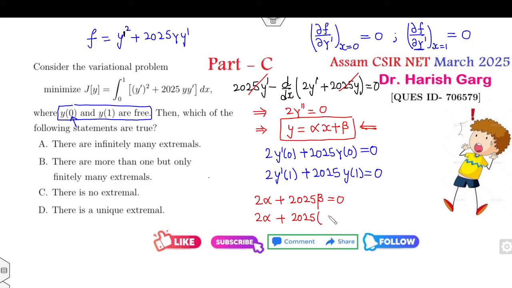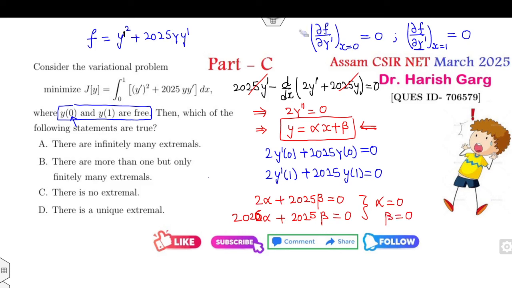2025 y of 1, y of 1 is alpha plus beta is 0. Fine. Now if you open this bracket, clearly it becomes 2026 alpha and it becomes only 2025 beta. Fine. Now if you solve them, what will happen? If you subtract them, clearly alpha is 0, beta is 0.